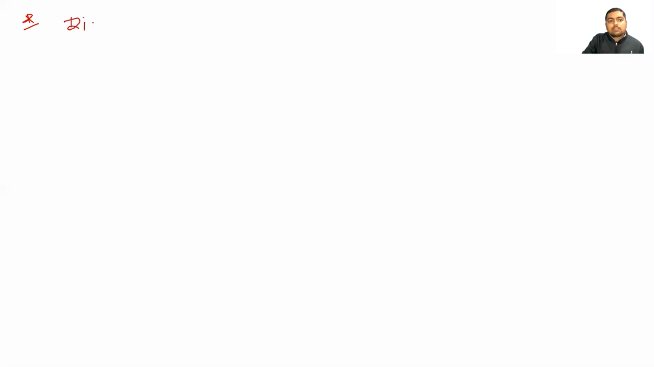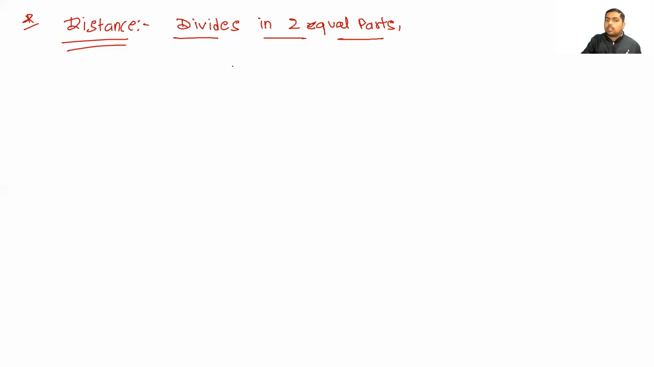When we talk about distance, and the distance is divided into two equal parts, how can we calculate the average velocity? The average speed formula is 2 v1 v2 upon v1 plus v2.